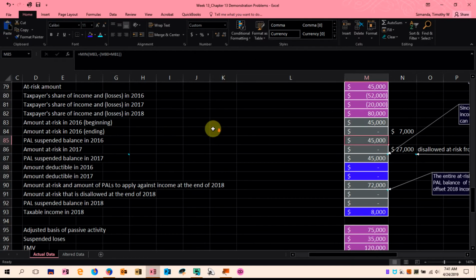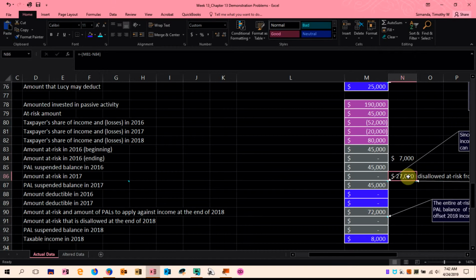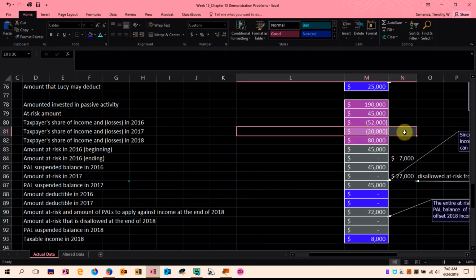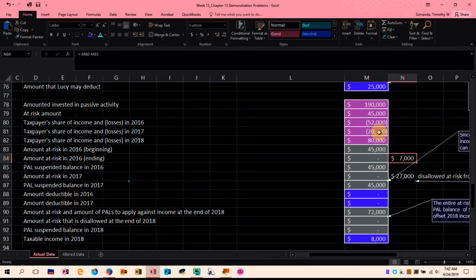On to 2017. At-risk amount for 2017 is 0 because the ending balance at-risk amount in 2016 was 0. Therefore, we start with no amount at risk. So again, we're looking at the at-risk rules first. The total amount then that's disallowed as of the end of 2017 of these at-risk losses is the $7,000 we started with, plus we lost an additional $20,000 in 2017. So the $20,000 plus the $7,000 is $27,000 of disallowed at-risk rules.